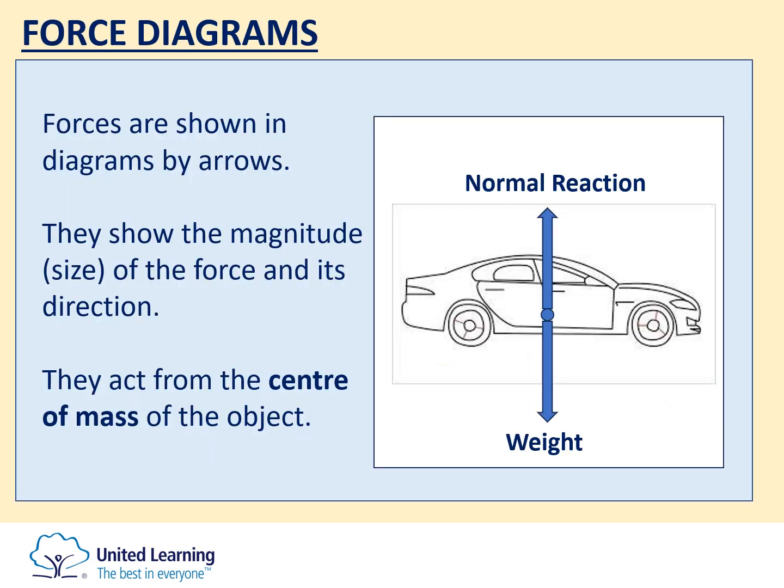Okay, moving on to forces. Forces, you should remember, are shown by arrows on diagrams. They show the magnitude of the force, how big it is, and they show the direction the force is acting. So a large arrow would represent a much larger force than a smaller arrow.